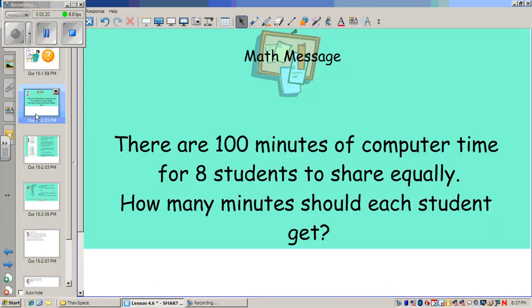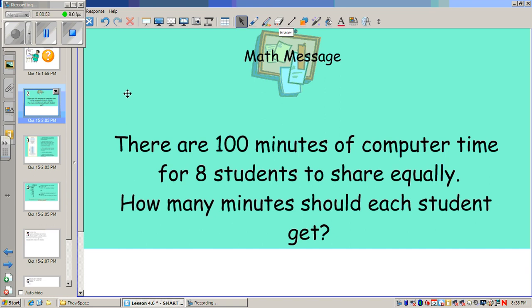So here's our math message. It says there are 100 minutes of computer time for 8 students to share equally. How many minutes should each student get? So if this was you and there were 100 minutes of time, we know we have a division problem, okay? So we are aware of that, but what are we going to do with this? So I think what we need to talk about is how are we going to interpret this?